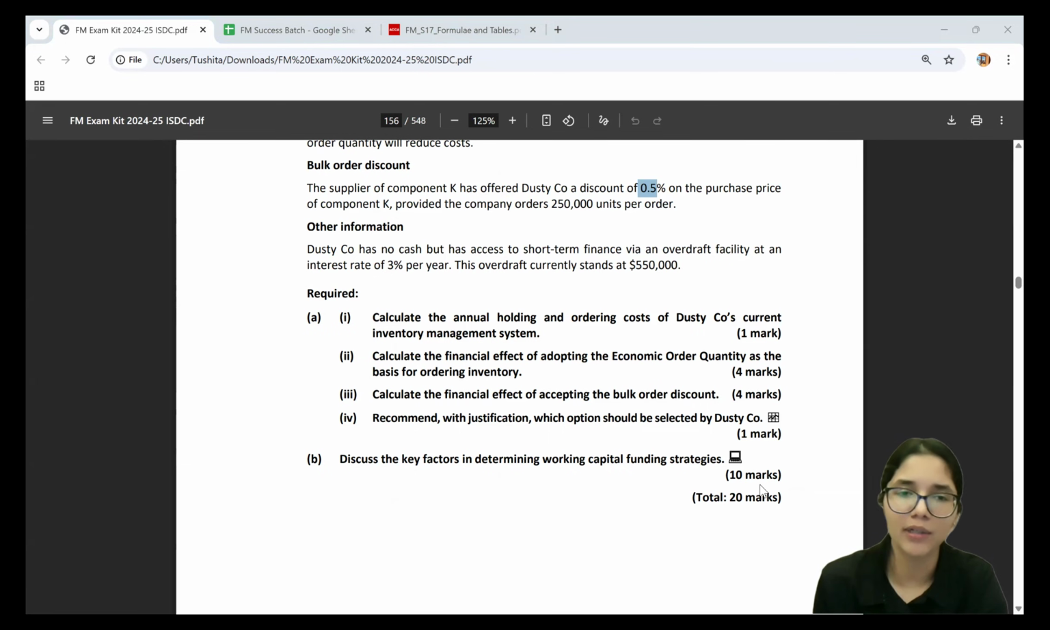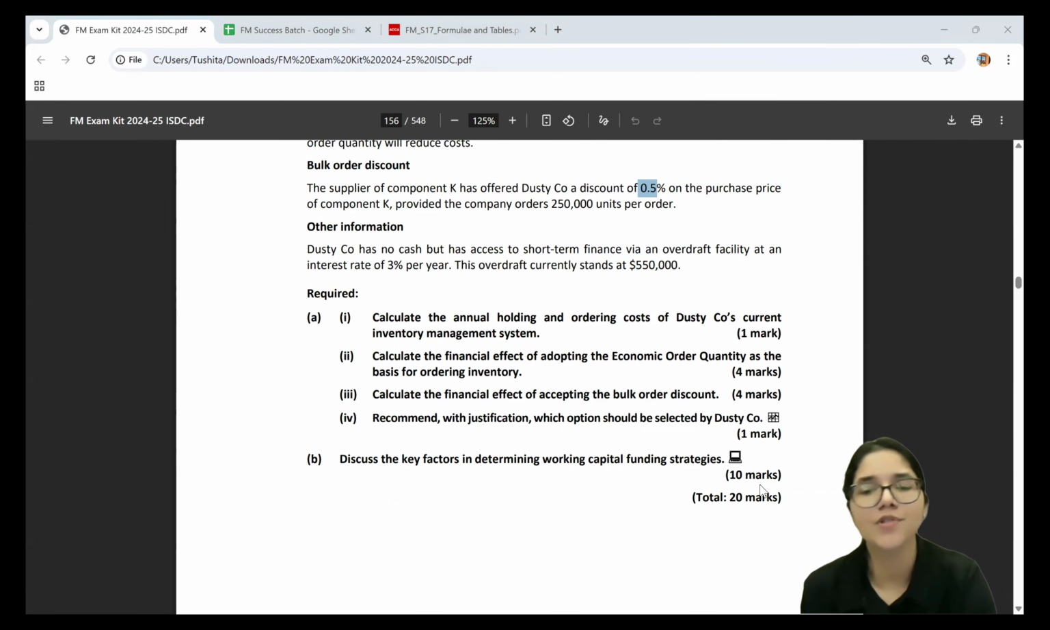Should the money come from equity? Should it come from long-term sources? Should it come from short-term sources? What are a few factors that you people will consider? Think of a few points, put them down in the chat box. Let's see how many can we discuss together before we go to the answers.